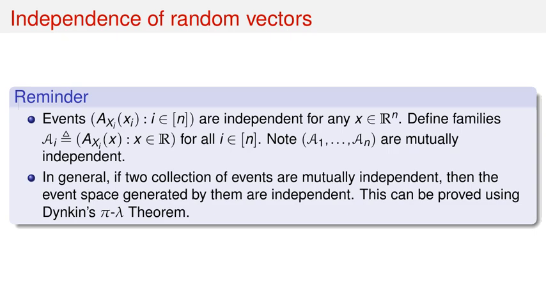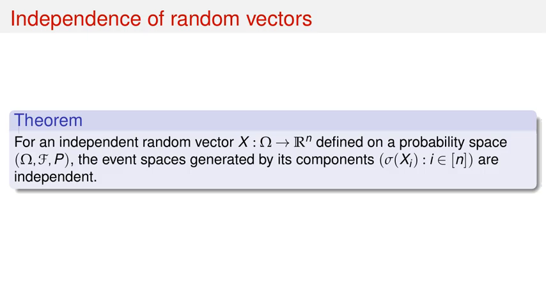In general, if two collections of events are mutually independent, then the event spaces or sigma algebras generated by them are also independent. This is a deeper result that can be proved using Dynkin's pi-lambda theorem. This leads to a theorem: for an independent random vector X, meaning its components are independent as per the CDF factorization, defined on (Omega, script F, P), the event spaces generated by its components, sigma(X_i) for i in 1 to n, are independent.